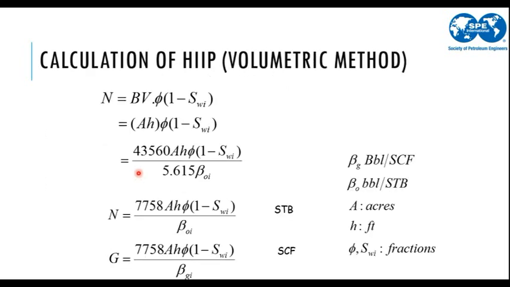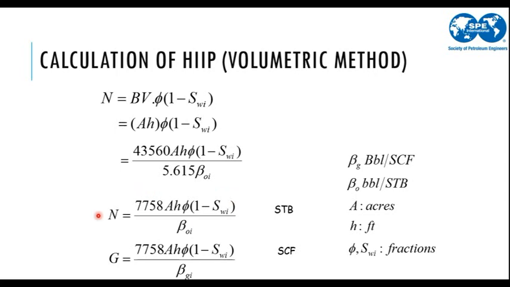The volumetric method, in order to calculate the hydrocarbon initially in place, you should have an isobach map where you know the area of it, when you know the thickness or the net thickness of the formations that you have, in order to calculate the hydrocarbon initially in place by using the volumetric method. This method is probably used by geologists or geophysicists in order to calculate this hydrocarbon in place. We have two equations here.